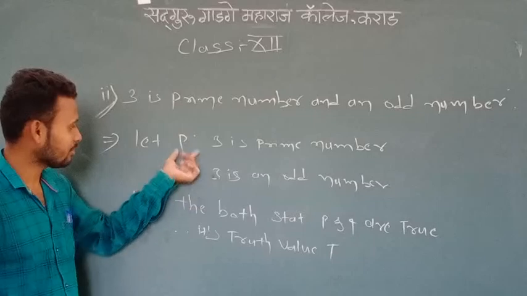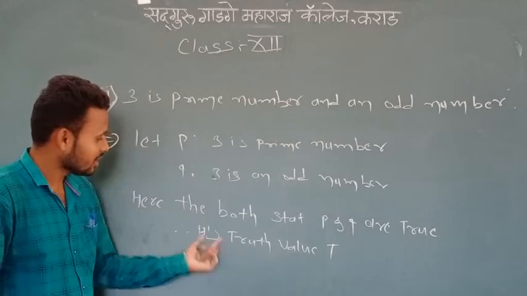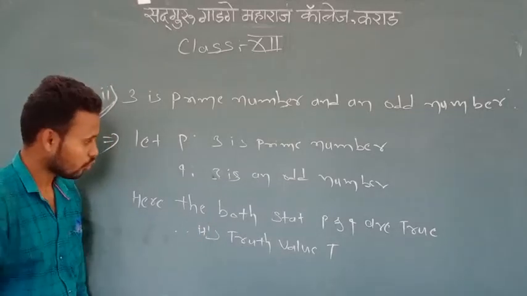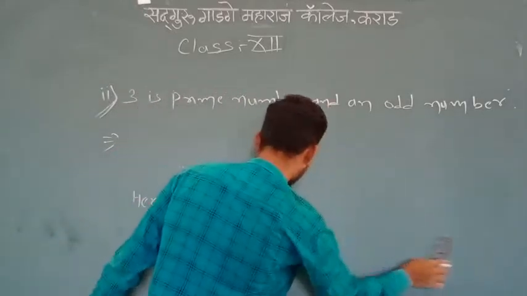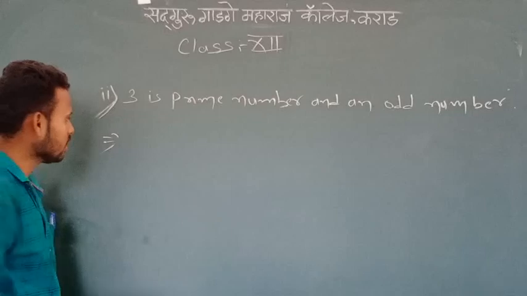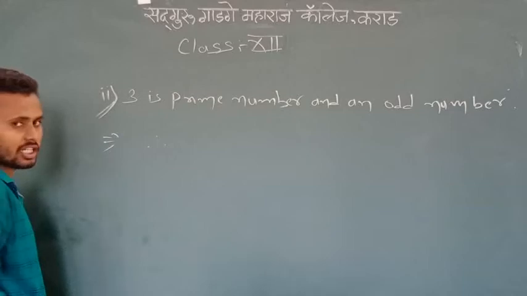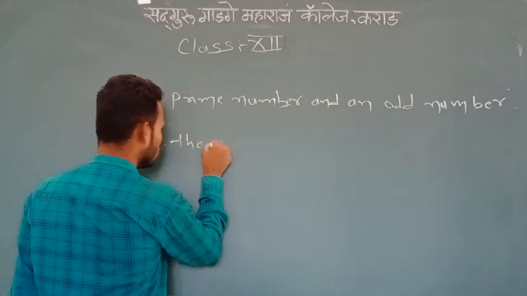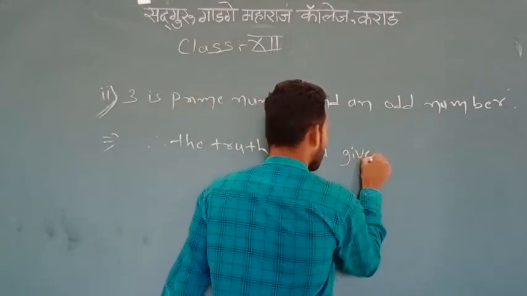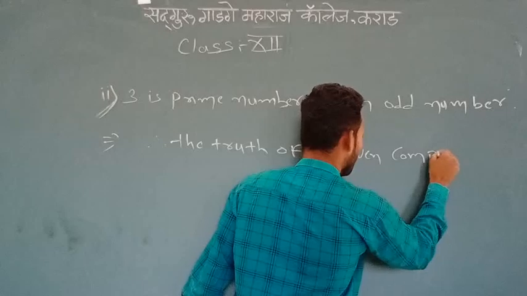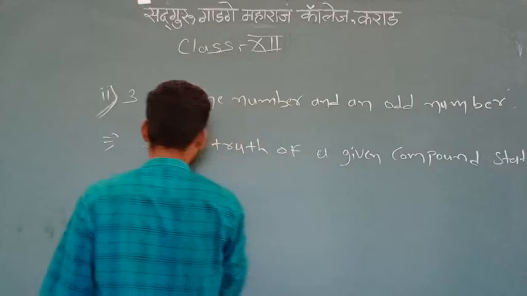Then here both the statements are true. 3 is a prime number, it is a true statement. 3 is an odd number, this is also a true statement. Therefore its truth value is t. Therefore we directly say that the truth value of the given compound statement is t.